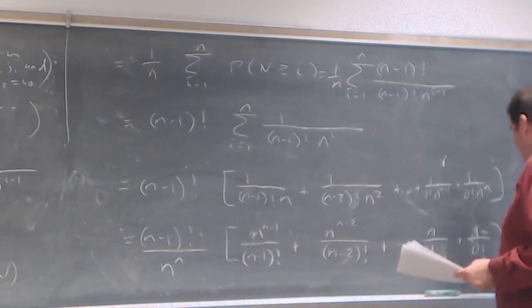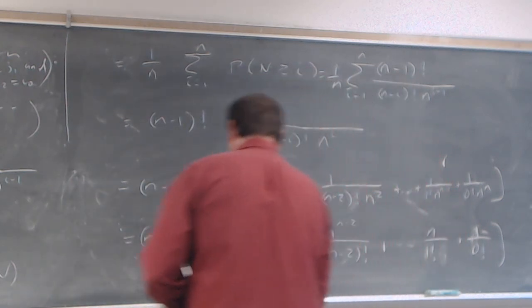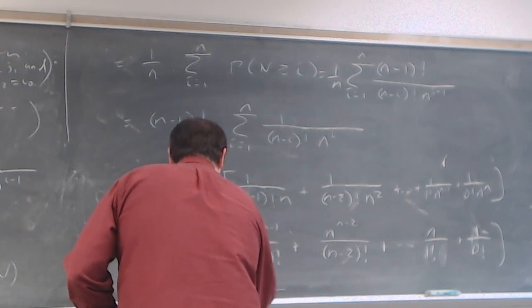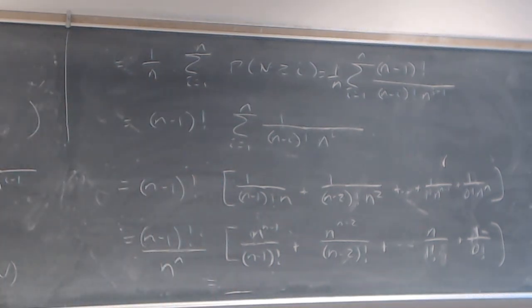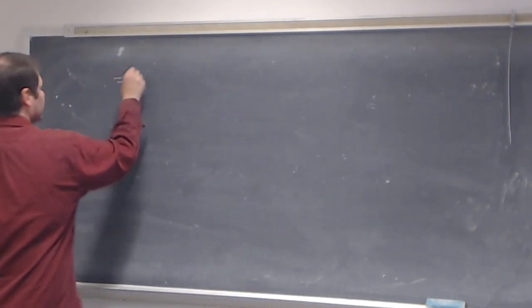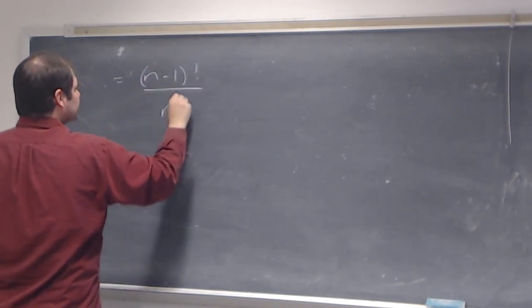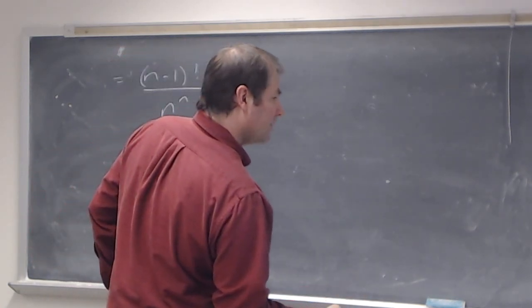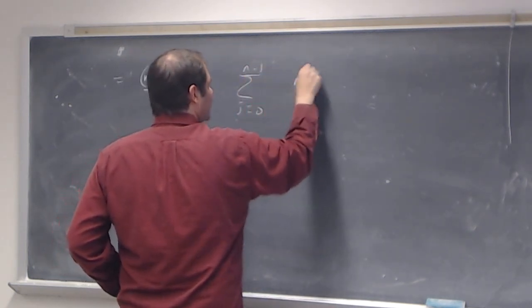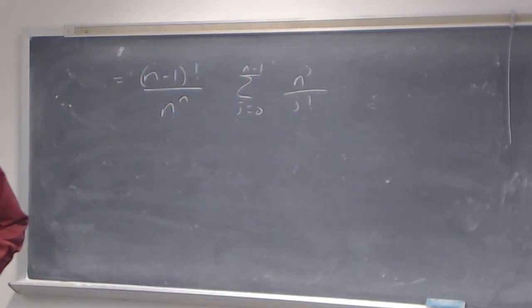If we think about writing this in reverse order, there are only finitely many of them, so what I get is the final answer: (n minus 1) factorial over n to the n, times a sum as j runs from 0, so I'm starting from the furthest one, to n minus 1 of n to the j over j factorial. And that's the way our text leaves the answer.